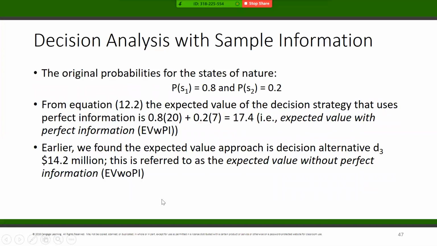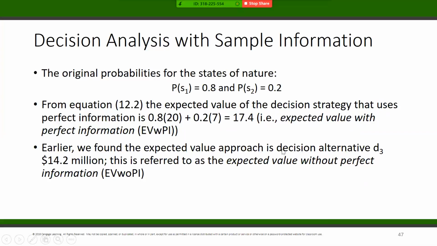Now, the original probabilities for the states of nature were 0.8 and 0.2. From equation 12.2, the expected value for the decision strategy that uses the perfect information is 0.8 times 20 plus 0.2 times 7, which is 17.4. So that's our expected value with perfect information.